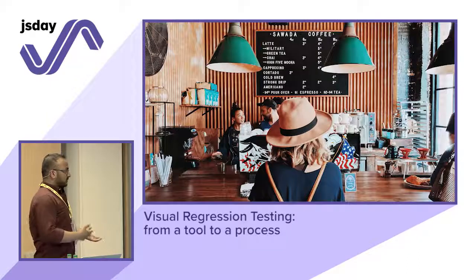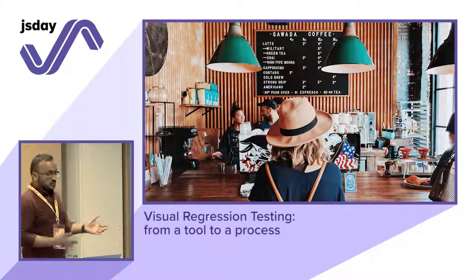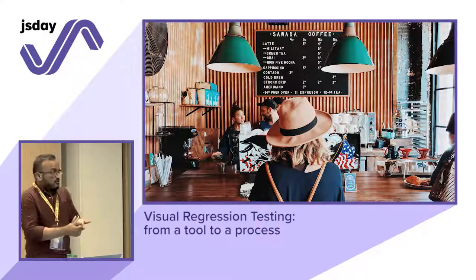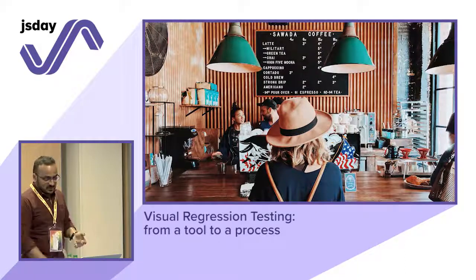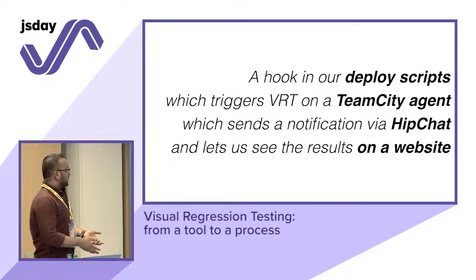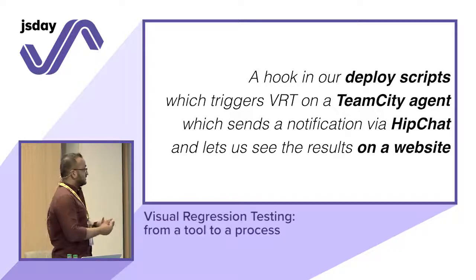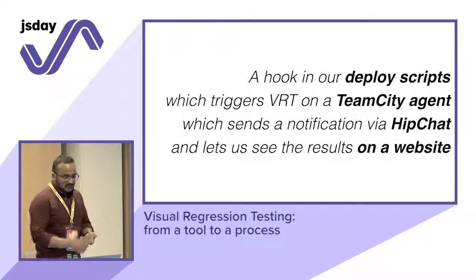The reason I'm telling you this is it's kind of like a menu at a restaurant. You choose what you want. Maybe you're allergic to something, and maybe you cannot afford certain things. So you choose what you want, and you can build your own process. For example, in Badoo, we have a hook in our deploy scripts, which triggers VRT on a TeamCity agent, which sends a notification via HipChat, and it lets us see the results on a website.